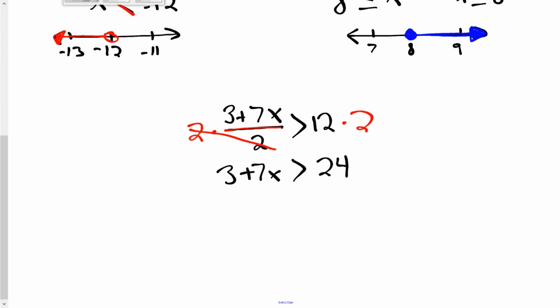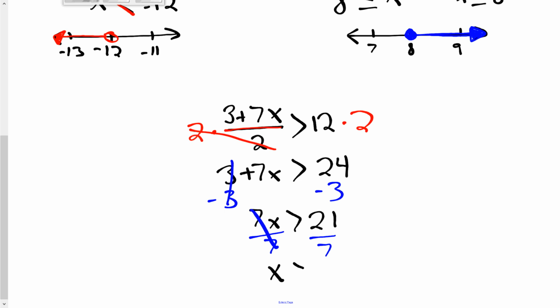Now the rest of it's simplified. There's no distribution to be done. Combining like terms, nothing to be done there. And variables are not on both sides. They're on one side. So let's get rid of that constant, and let that cancel out on the left. That leaves me with 7x is greater than 24 minus 3, which is 21. And then get rid of the coefficient by dividing by 7 on both sides. X is greater than 3.